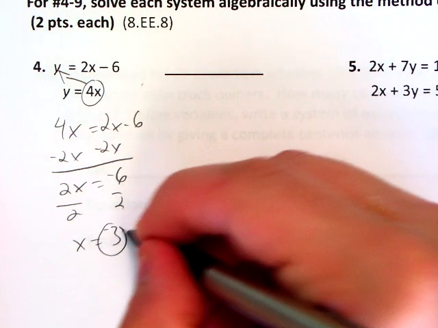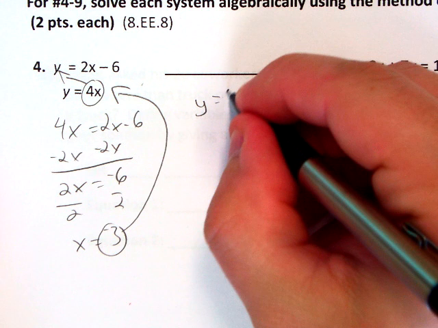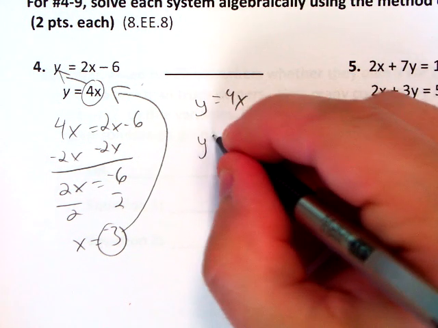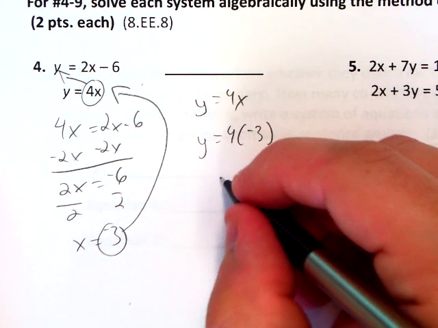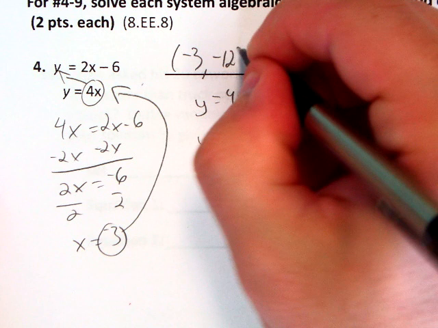I'm then going to take this and substitute it right here. So it was y equals 4x. But I'm substituting negative 3 in for x. So now it's y equals 4 times negative 3. 4 times negative 3 is negative 12. So the solution is negative 3, negative 12.